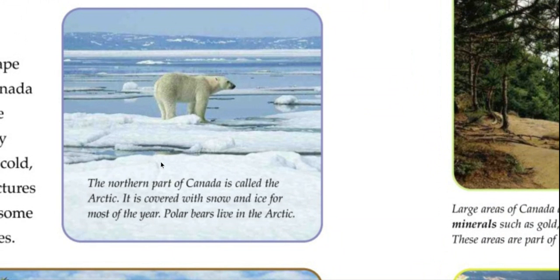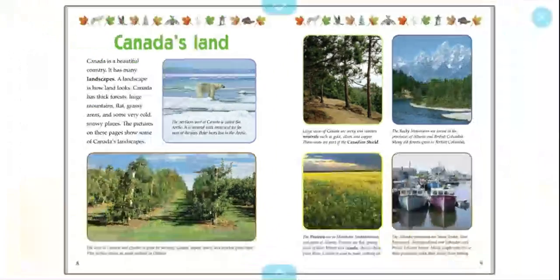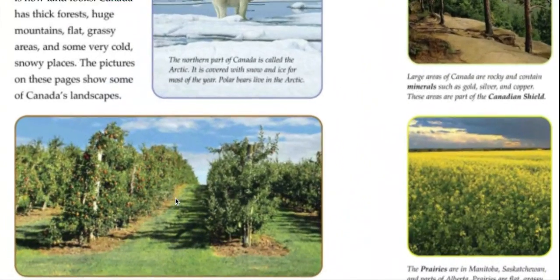Okay, here. So this is the northern part of Canada, called the Arctic. It is covered with snow and ice for most of the year. Polar bears live in the Arctic. So this is a picture of a polar bear and ice, and there's melted ice and there's water everywhere.